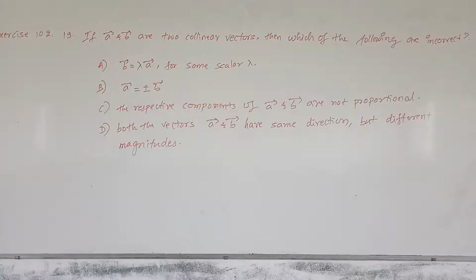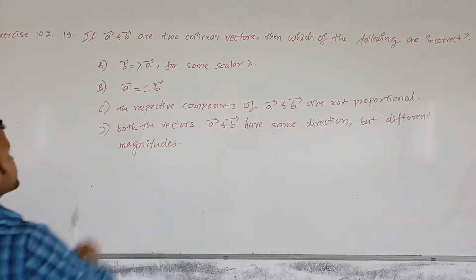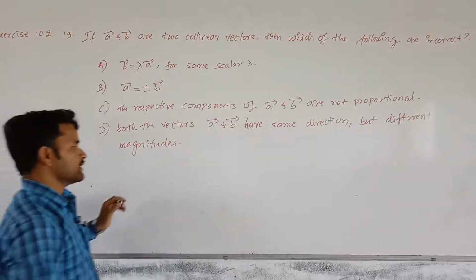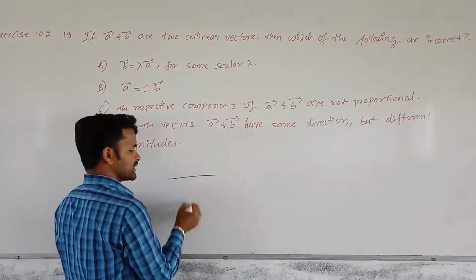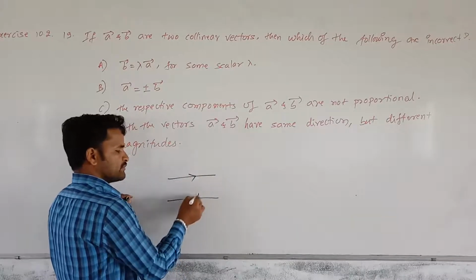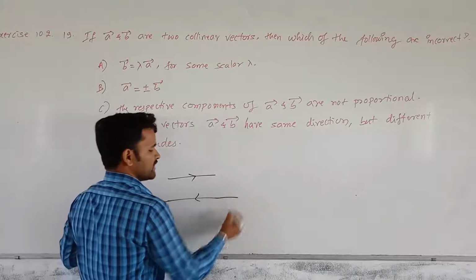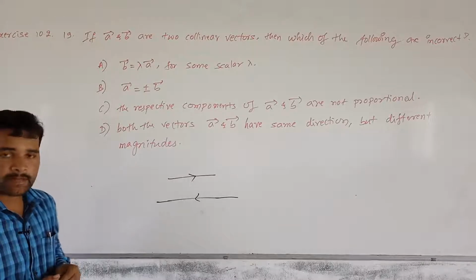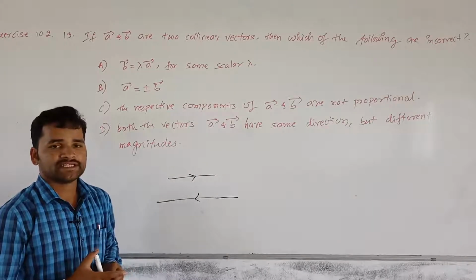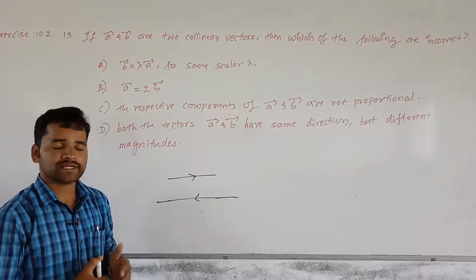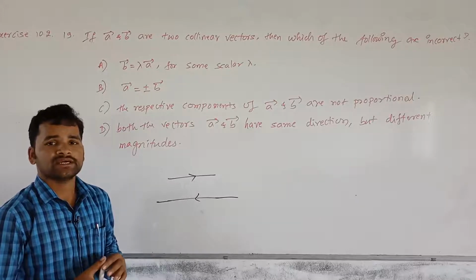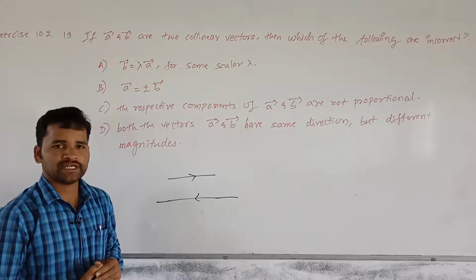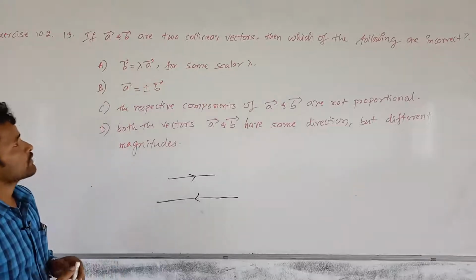I hope you know the concept of collinear vectors. A and B are two collinear vectors. You have to be careful. What do you mean by collinear vectors? Two vectors having the same line of support irrespective of their magnitude and direction are called collinear vectors. Means parallel vectors. What about the direction? Direction can be anything, and magnitude can be anything. They have to be parallel. That means both should have the same line of support. In that case, we call those collinear vectors.